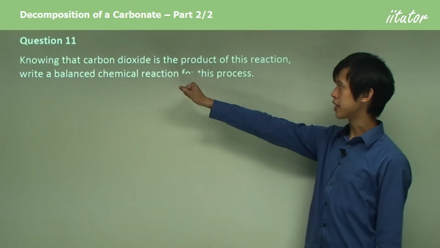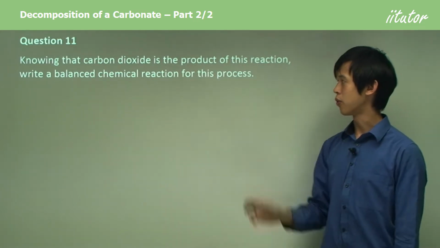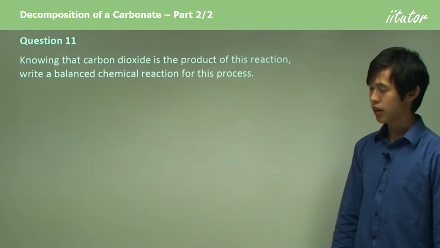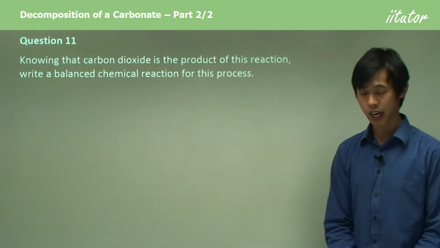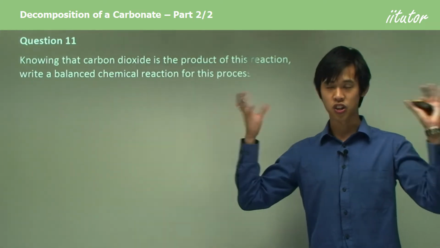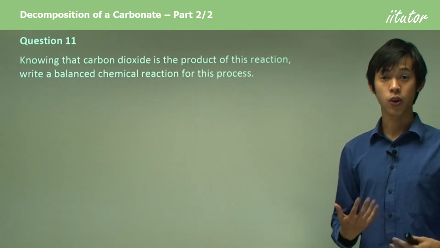So knowing that carbon dioxide is the product of this reaction, calcium carbonate, write a balanced chemical equation for this process. So the question then becomes, well, do we get anything else out? Are we accounting for another chemical? There's all these other questions and you may not know where to start. So like I always say, just write down the things that you do actually know.